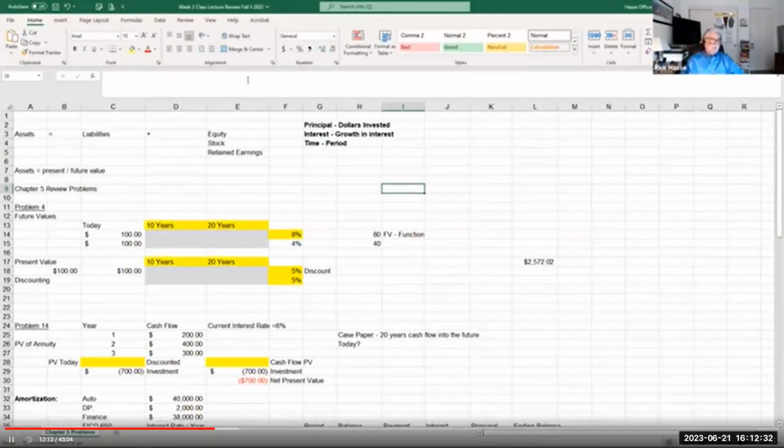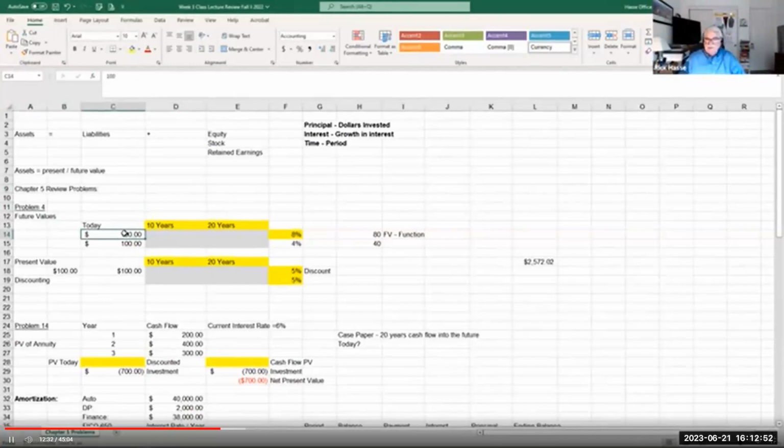So let's look at problem 4 from chapter 5. It asks you to determine the future values of $100. I have $100 today and I invested it at an annual expected growth rate over a period of time. What is that $100 going to be worth at the end of that time if it's compounded annually at that interest rate? In other words, what is the future value? The principal is $100. In this case, the interest is 8%. The time period is 10 years.